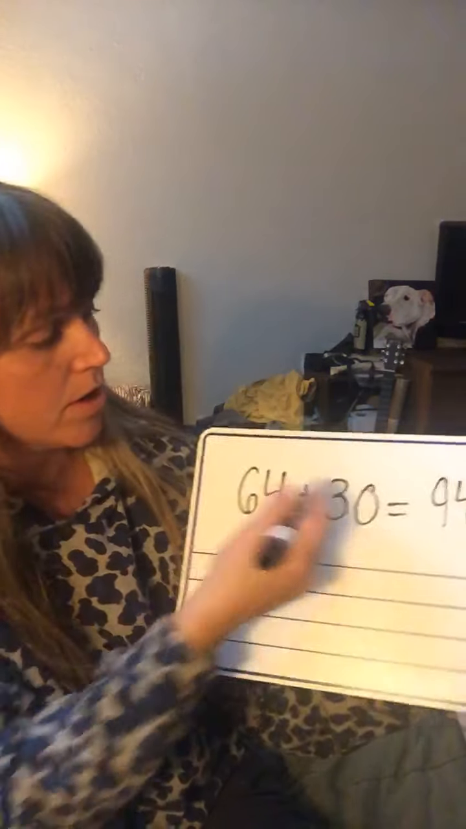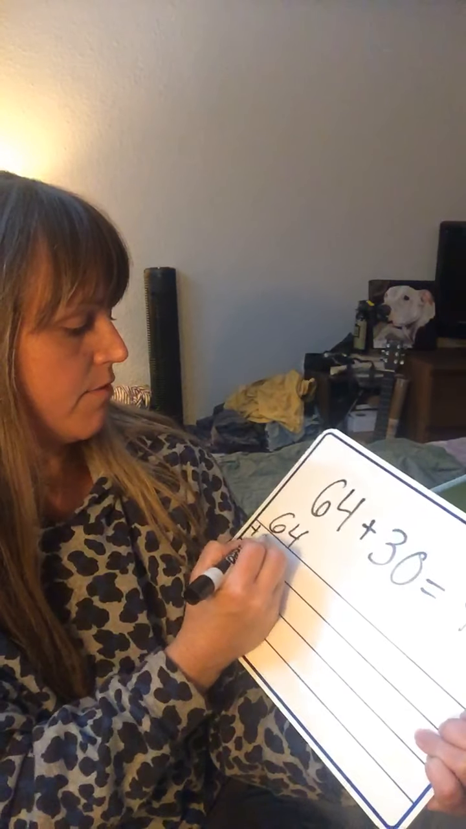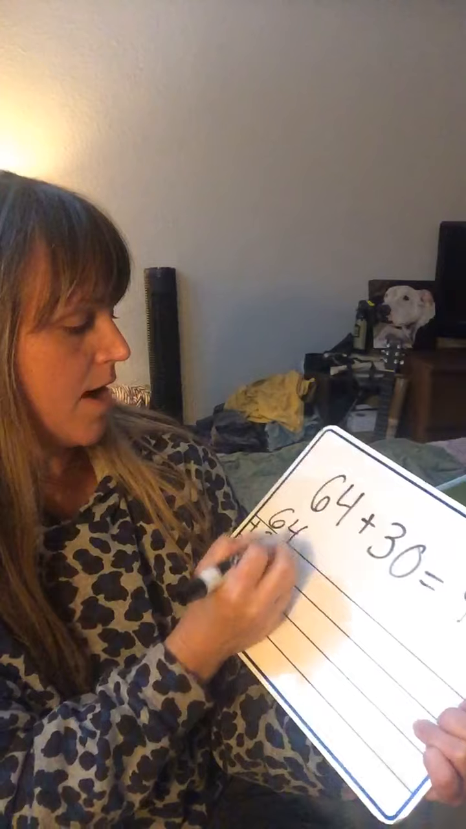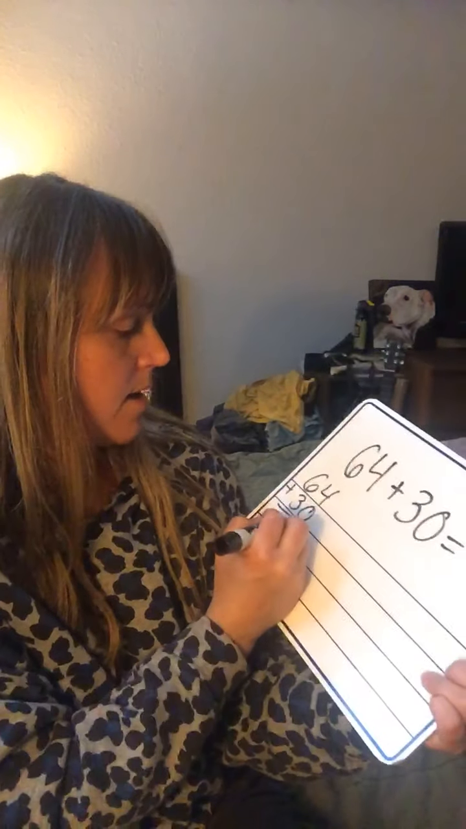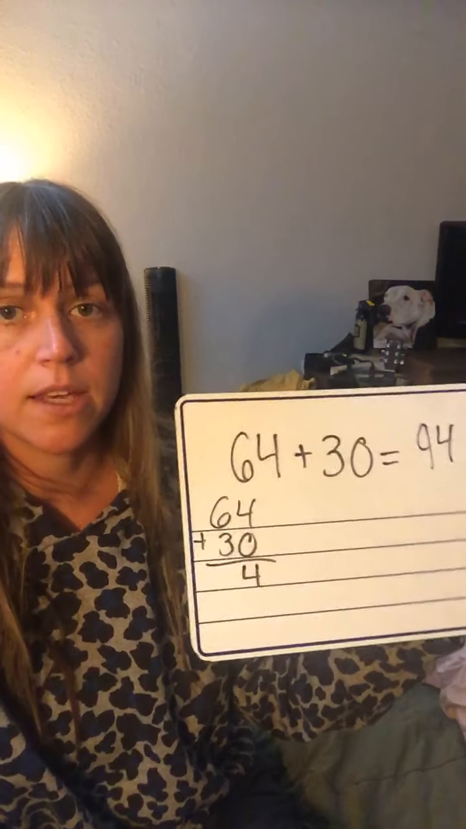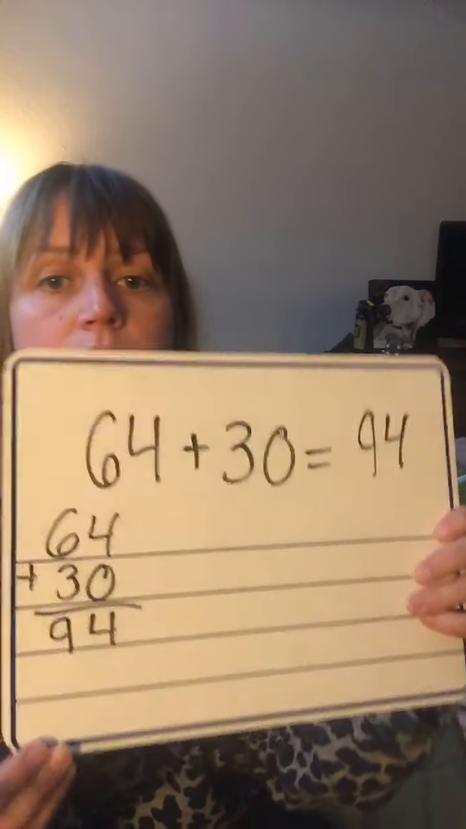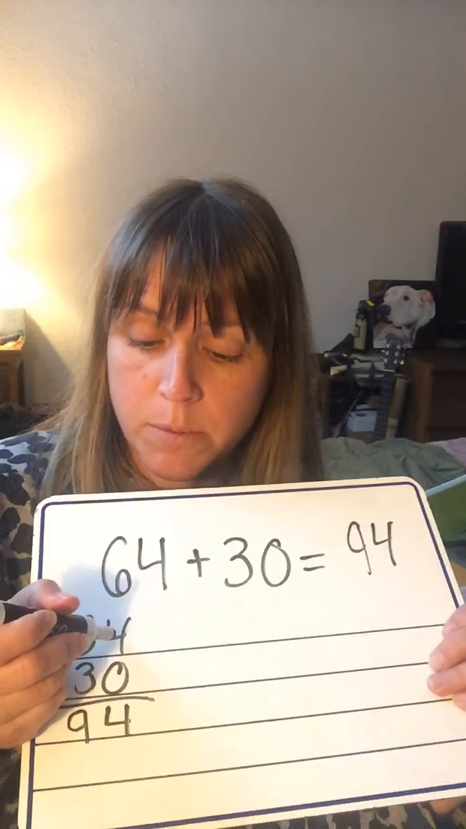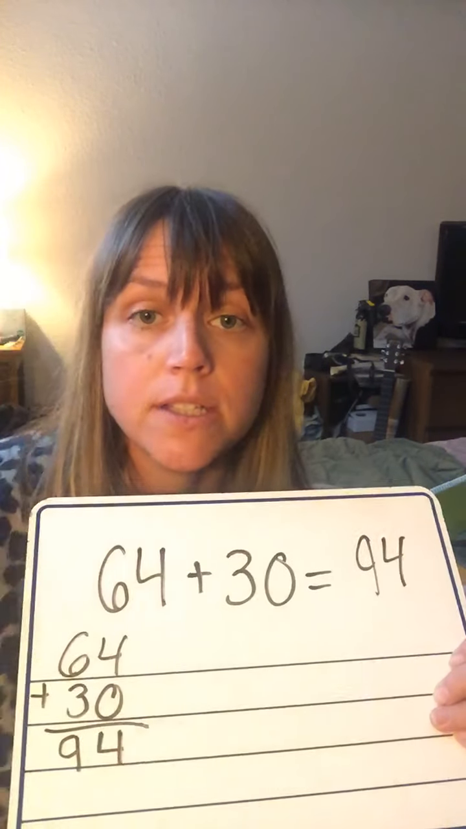Also, if you're thinking about doing it in the traditional way, then you could just say 64 plus 30. 4 plus 0, we know any number plus 0 is that number, so 4 plus 0 is 4. And then 6 plus 3, of course, equals 9. And notice how I started adding in the ones place. We always begin adding and subtracting in the ones place.